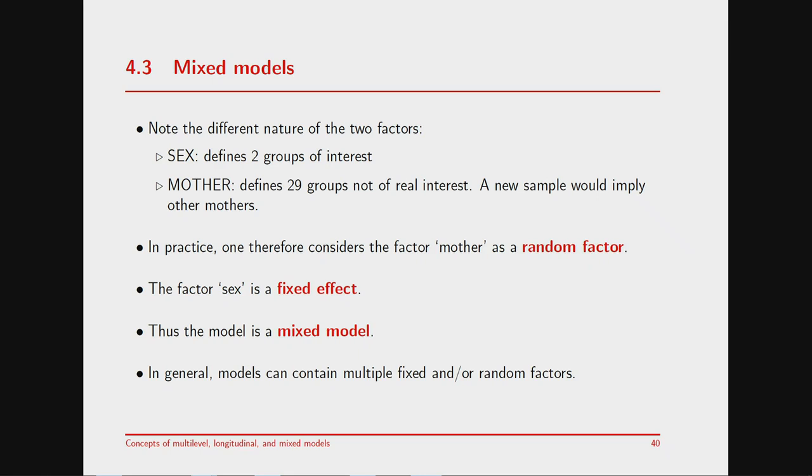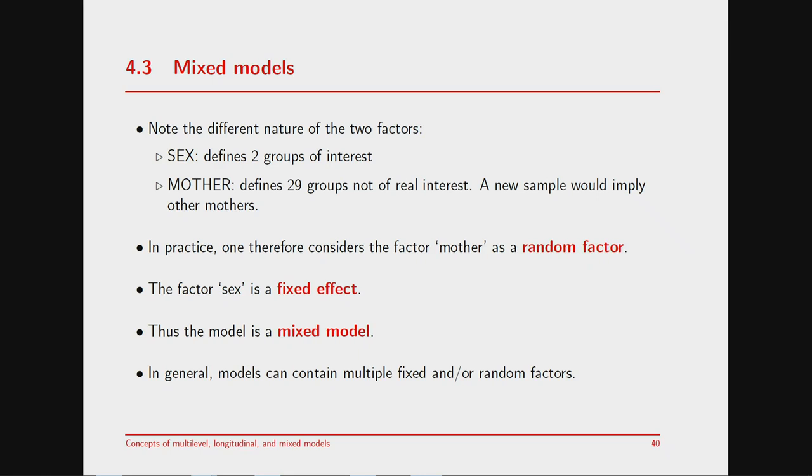So I need to find a model that can make the distinction between that gender effect, which is fixed. If I repeat my experiment, I'm still interested in the boys and the girls, and more specifically, the difference between the boys and the girls. If I repeat my experiment, I'm not interested in these particular mothers. I don't care whether I would have 29 mothers or 27 or 37. I don't care about it. I just want to correct for the fact that there are differences between these mothers.